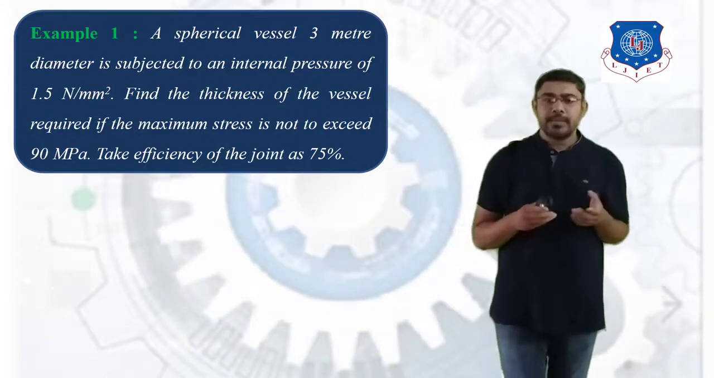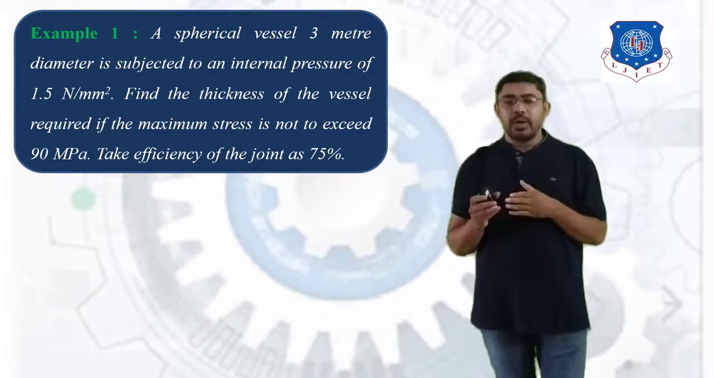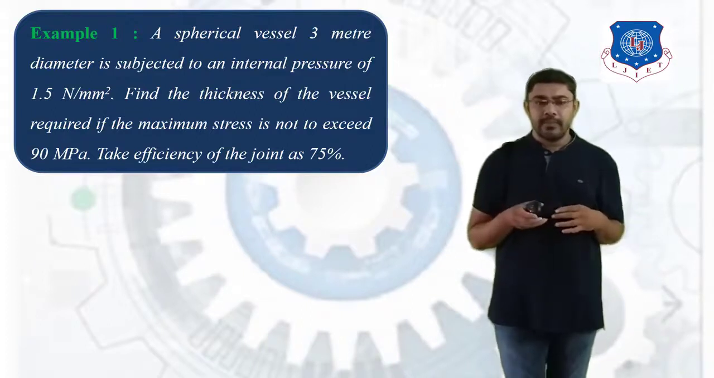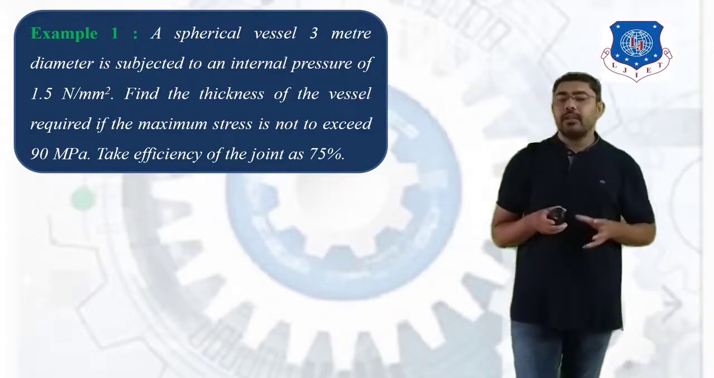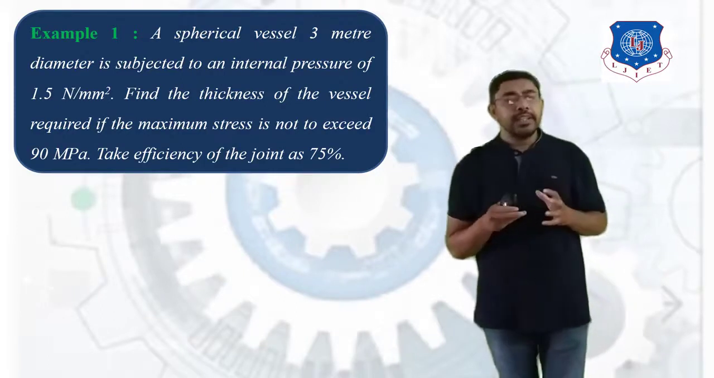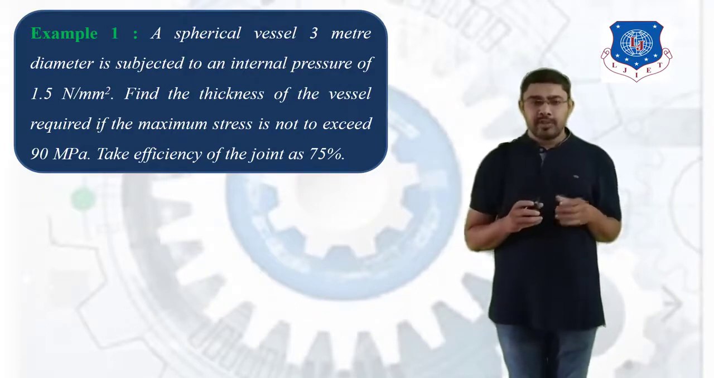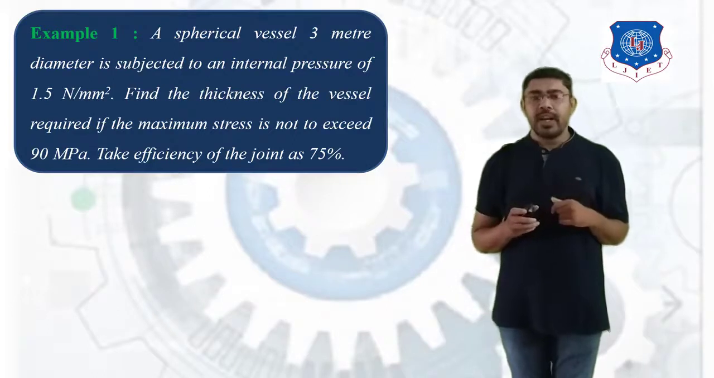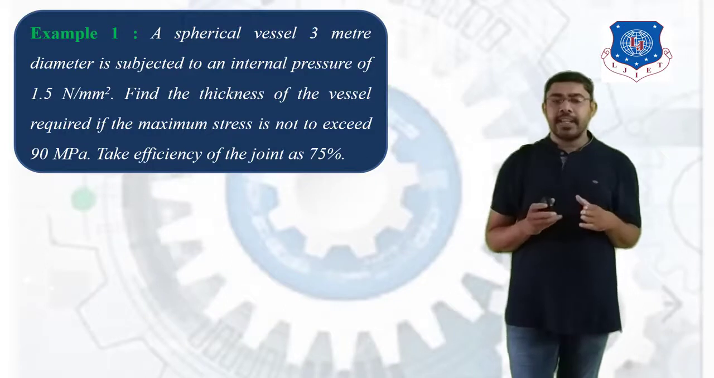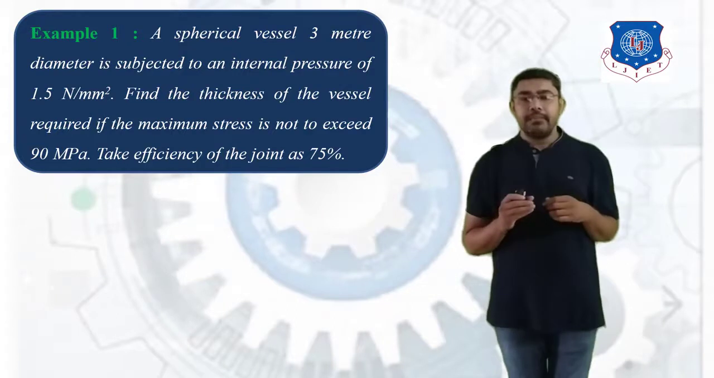Example 1. A spherical vessel 3 meter diameter is subjected to an internal pressure of 1.5 Newton per mm square. So here the diameter of the spherical shell or vessel is given, that is 3 meter, and internal pressure of 1.5 Newton per mm square is given. So here P is given, that is 1.5 Newton per mm square. Find the thickness of vessel required if the maximum stress is not to exceed 90 megapascal.